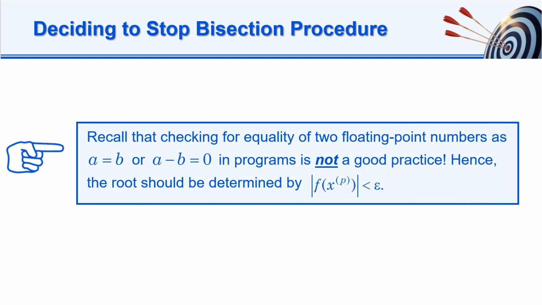Recall that checking for equality of two floating point numbers, as a equals b or a minus b equals 0, in programs is not a good practice. Hence, the root should be determined by whether the absolute value of the function at the midpoint falls below a certain tolerance.